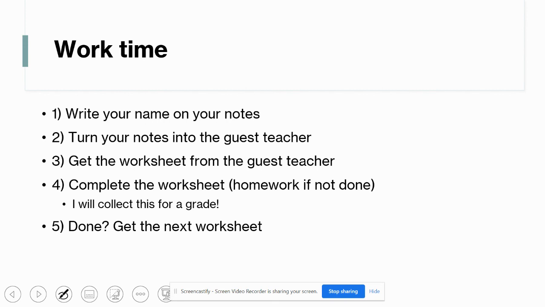You're going to get worksheet number 1 from your guest teacher. This is the pink worksheet. Complete the worksheet. It's homework if you're not done. I'm going to collect it for a grade. And then when you're done with that, you can turn it in and pick up the second packet. The second packet is a bit harder. However, it is more representative of what's going to be on your test next week. So next week we're going to review and talk about that packet. So go ahead and try it.